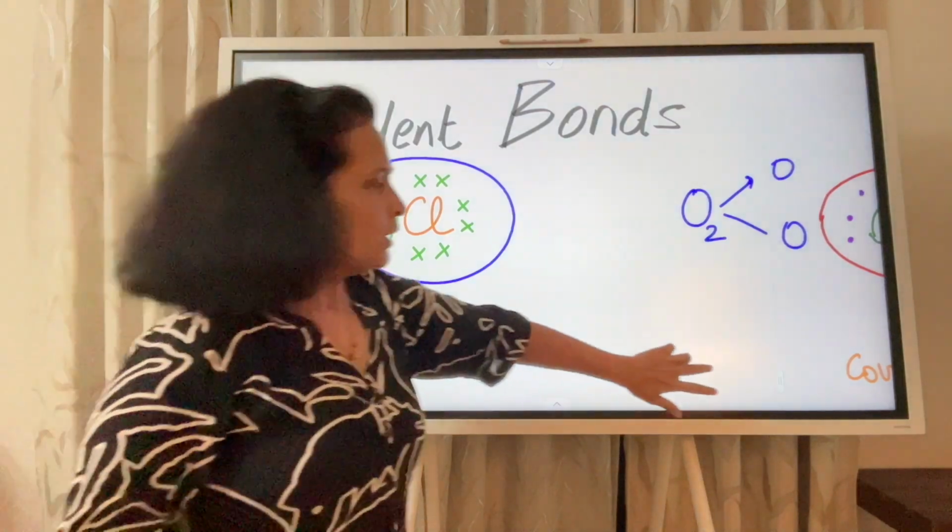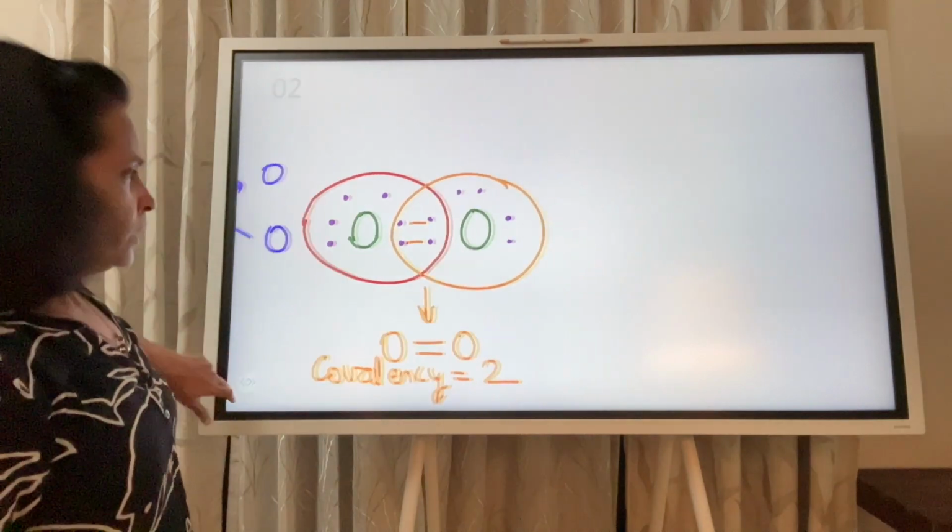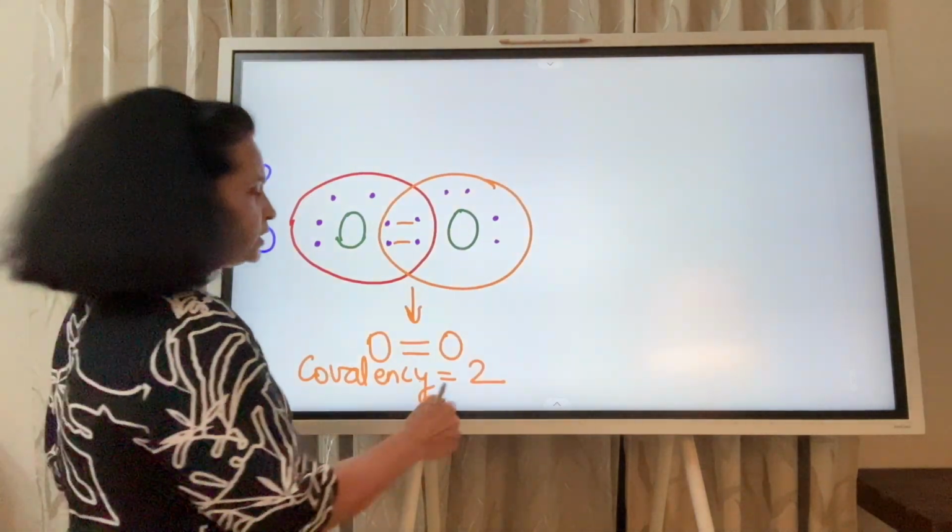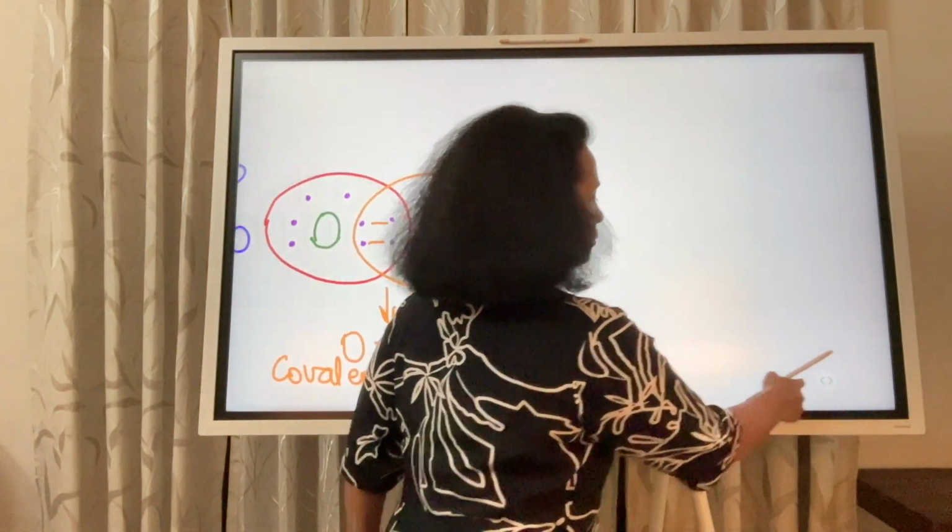Right? Okay, let's move on to a nitrogen molecule. A nitrogen molecule again is a diatomic molecule.